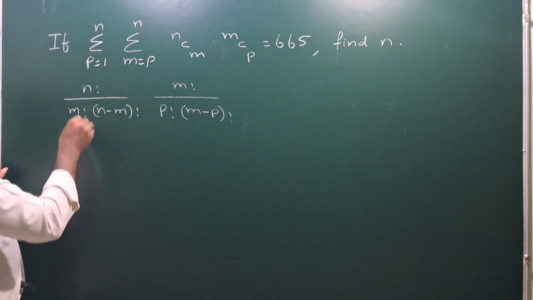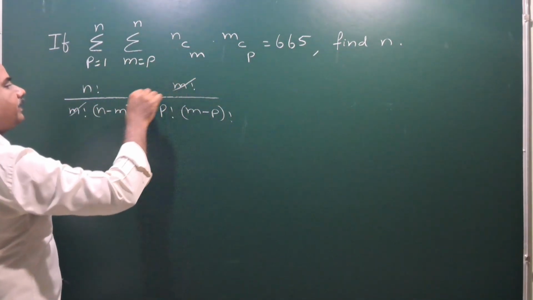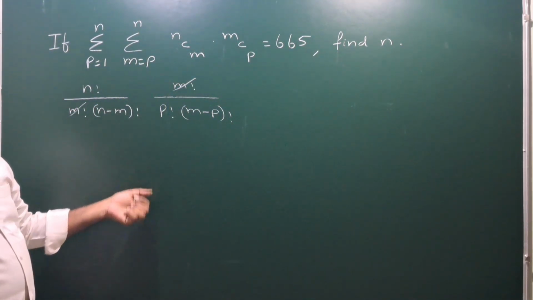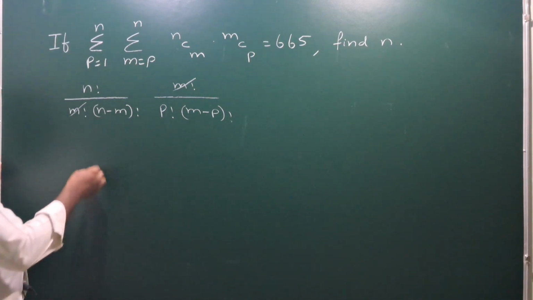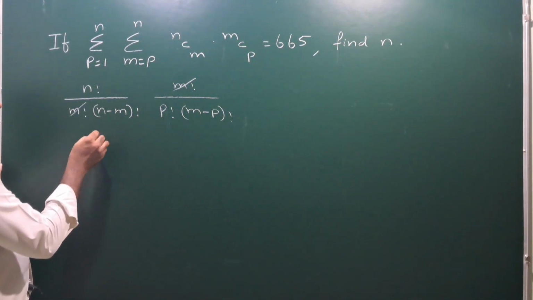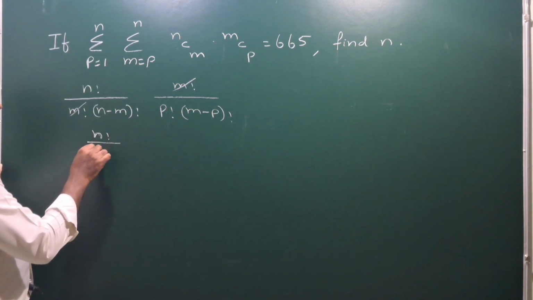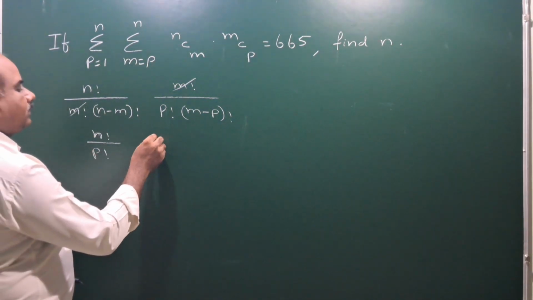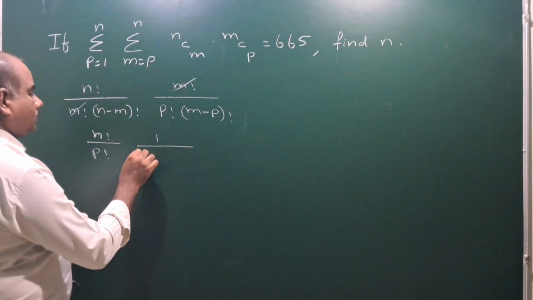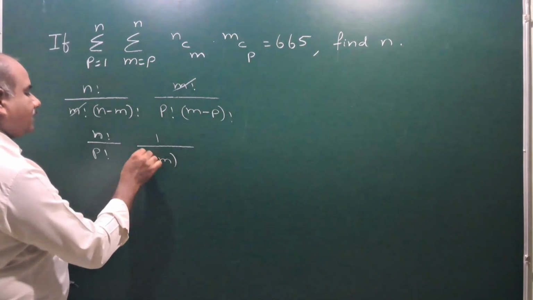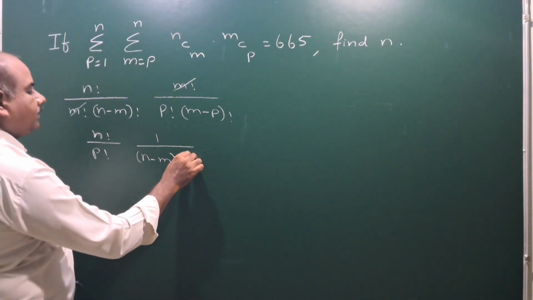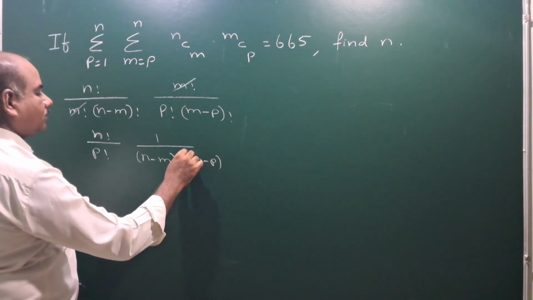Okay, so cancel the like terms. m factorial gets cancelled. Now the remaining can be expressed like this: n factorial by p factorial and 1 by n minus m factorial into m minus p factorial.